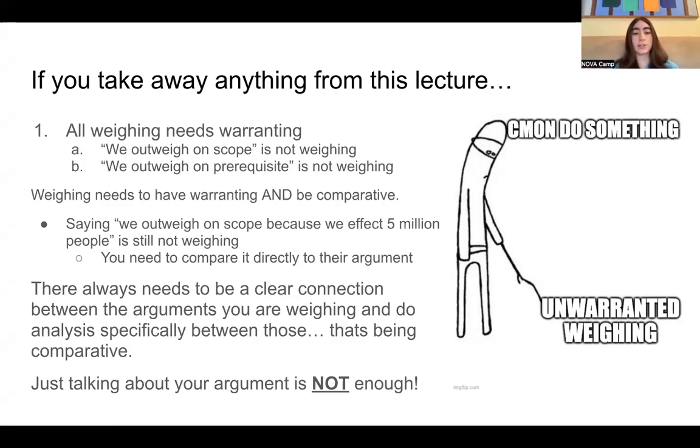What weighing needs to do is you need to compare it directly to their argument, i.e. we outweigh on scope, we're affecting 5 million people, while at best they're only affecting 20,000. Even so, that weighing is a little lackluster, but I think scope weighing as a whole is pretty lackluster because there's not much additional warranting you can give. But as it says here, there always needs to be a clear connection between the arguments you are weighing, and you need to do the analysis specifically between those and what your opponents are reading. And that's what being comparative is.